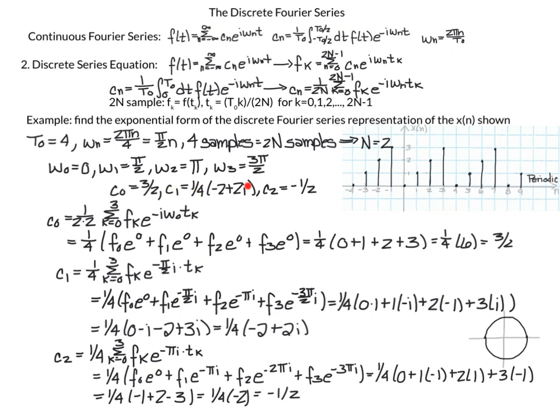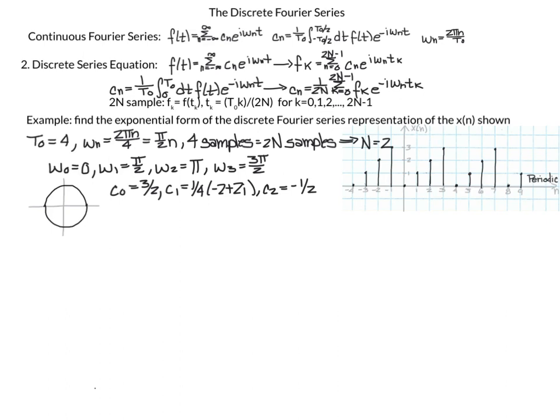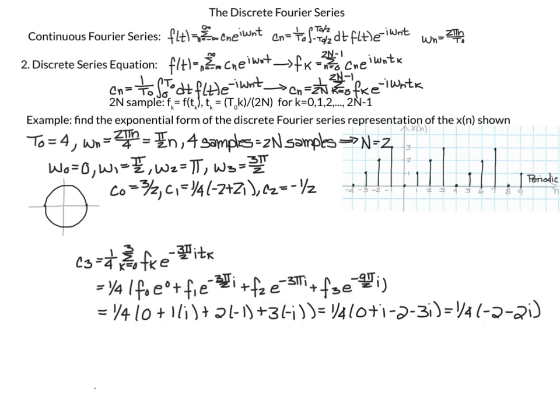My C1 is 1/4 times minus 2 plus 2i from over here. And then my C2 is minus 1/2. That way I can make room for my C3 calculation, which I have here. Again, 1/4, the sum for k equals 0 to 3 of f of k e to the minus, and now in this case C3, so we're looking for omega 3, minus 3 pi over 2 i times our time.